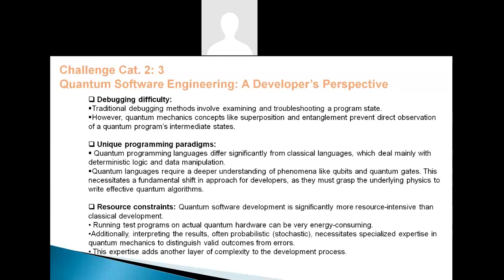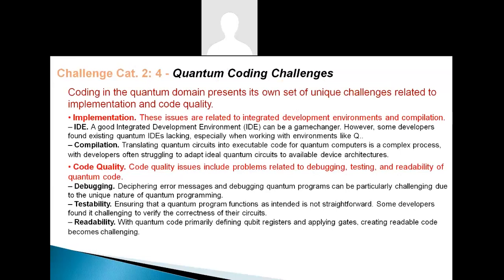Okay, next. Next one is quantum coding challenges. It is again divided into two parts. First one is implementation and second one is code quality. These issues are related to the integrated development environment and compilation.